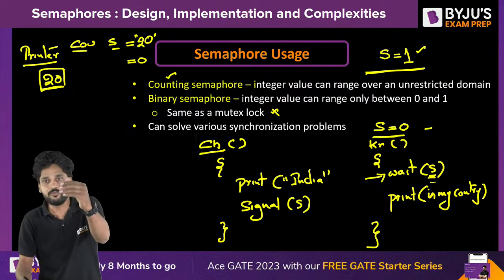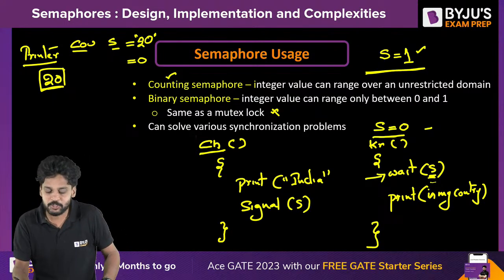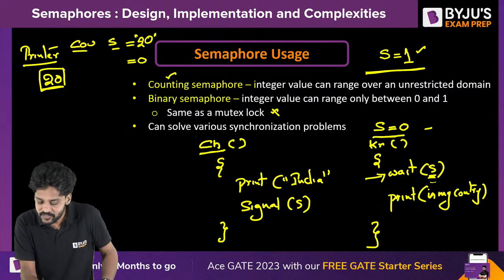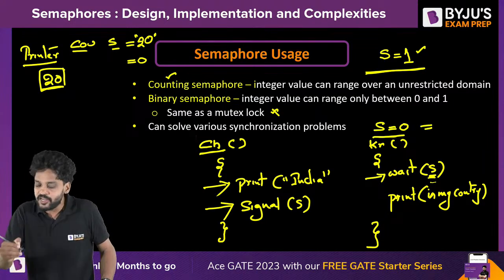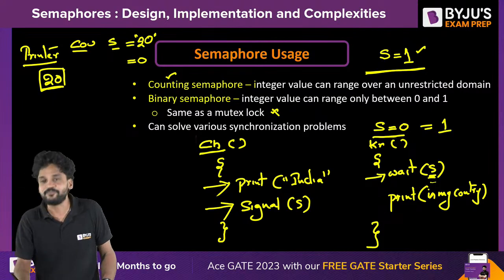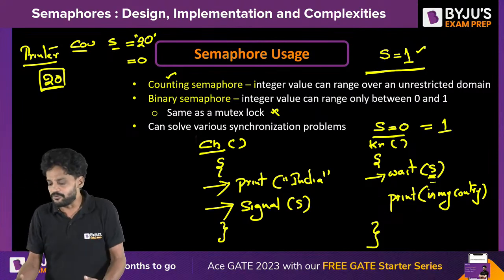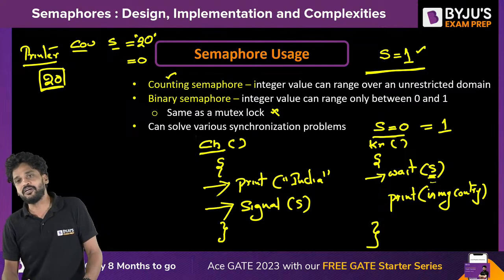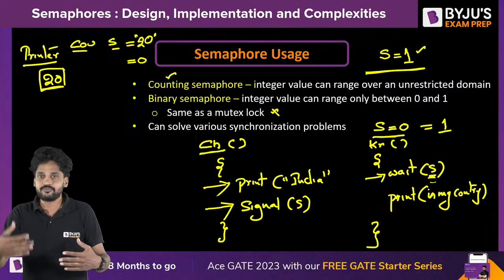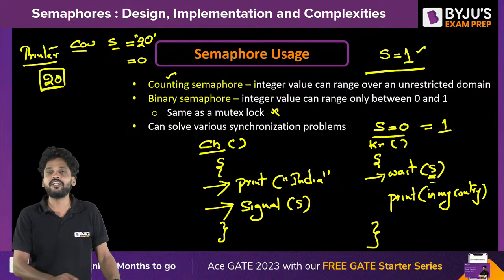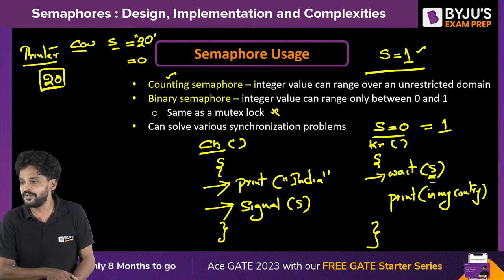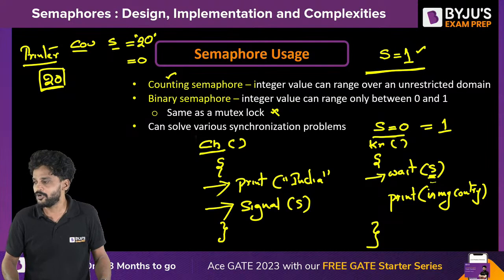So let us say one fine moment, the CH process got scheduled and performed the printing, right after which it performed the signal operation. When the signal operation has been performed, semaphore S value becomes 1 again. Then it is allowed. This KR process can enter into the CPU and start its execution. Since semaphore S value is equal to 1, it will be successful in performing the wait operation. I hope I made it very clear. Okay, so am I clear?